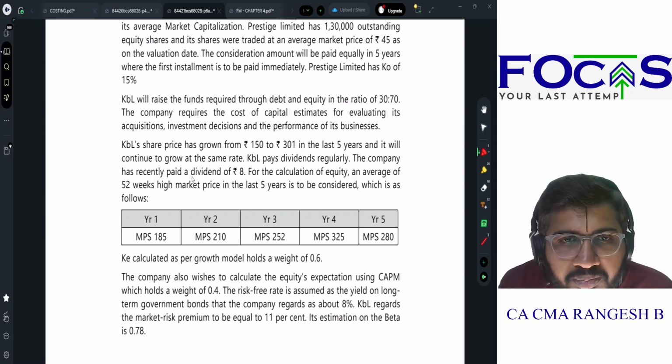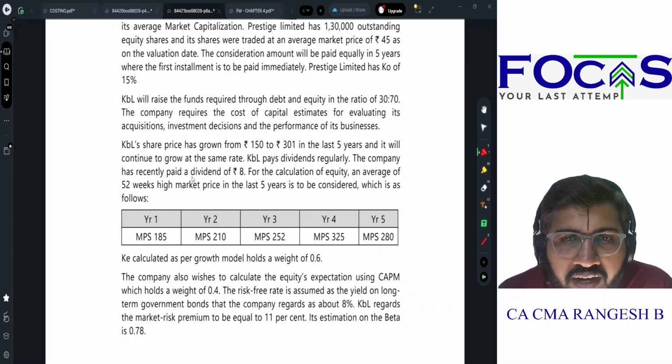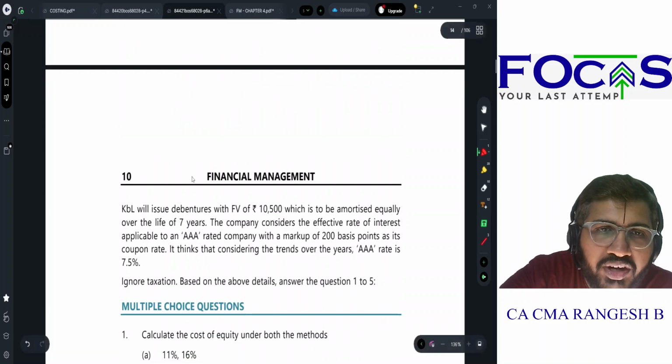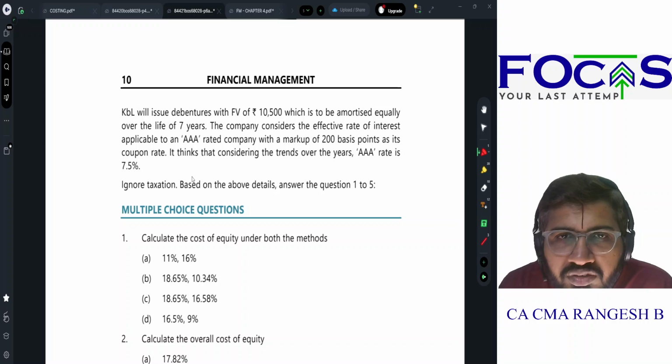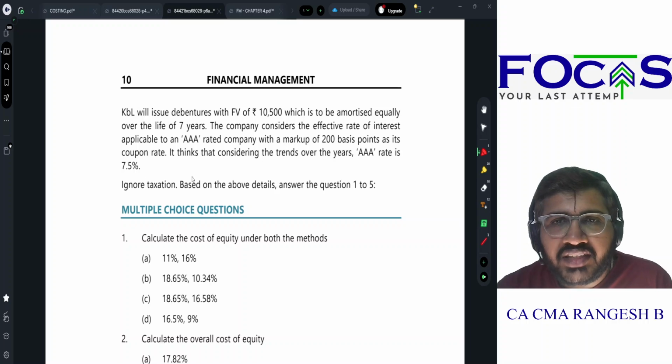K is calculated as per growth model and holds a weight of 0.6. The company also wishes to calculate its equity expectation using CAPM model, which holds a weight of 0.4. The risk-free rate is assumed to be 8%. KBL regards market risk premium to be 11%. Its estimation of beta is 0.78. It will issue debentures with the face value of 10,500 and which will be amortized equally over the life of 7 years. The company considers effective rate of interest applicable to an AAA rated company with a markup of 200 basis points as its coupon rate. It thinks considering the trend over the years, AAA rate is 7.5%.